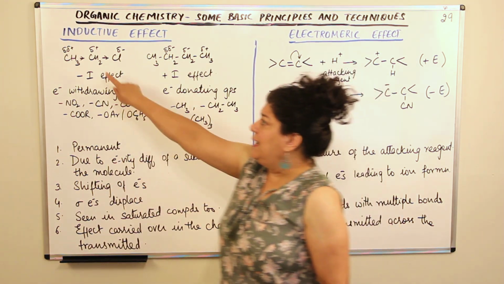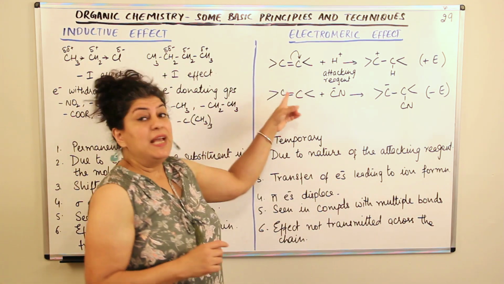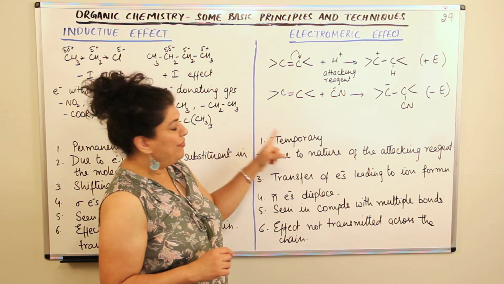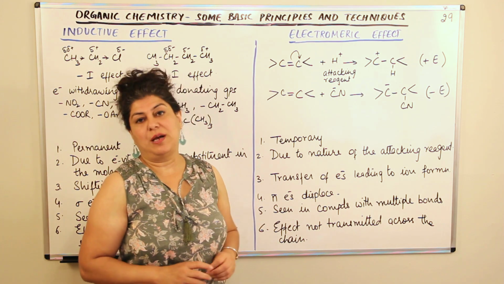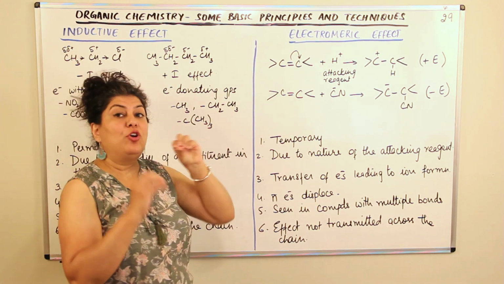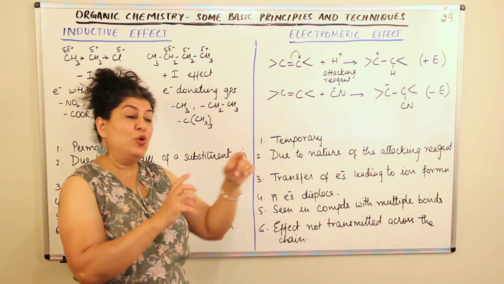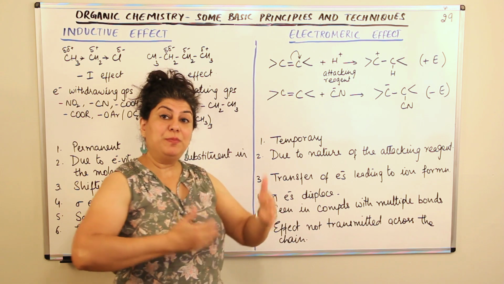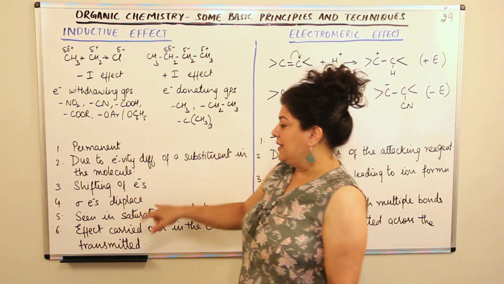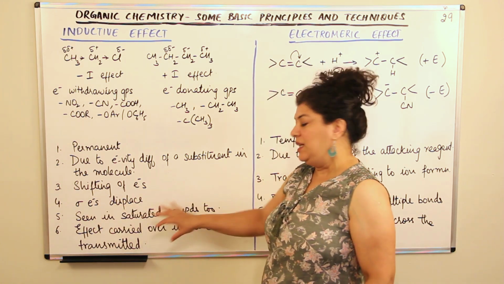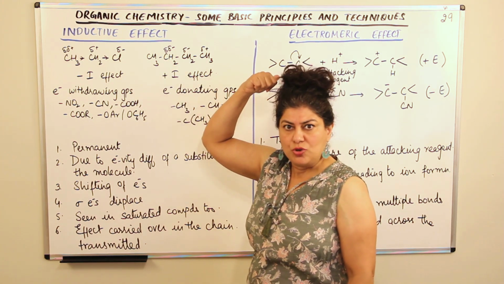In this case, it is the sigma electrons which are just shifting, but here it is pi electrons. It is essential that this effect only takes place in those molecules where multiple bonds are present. This effect will not be seen where you have single bonds, because it is the pi electrons which are moving. So only those molecules which have multiple bonds, double bonds or triple bonds, will show this kind of effect. On the other hand, inductive effect is seen in saturated compounds also. It may be seen in compounds with multiple bonds also.